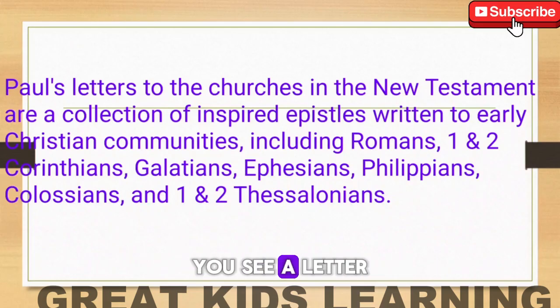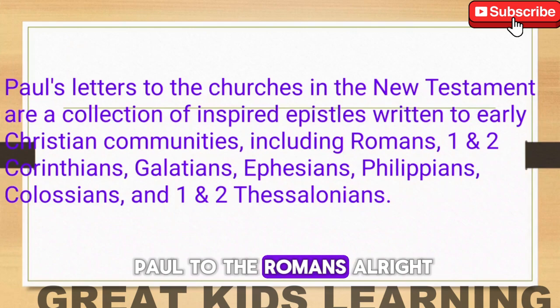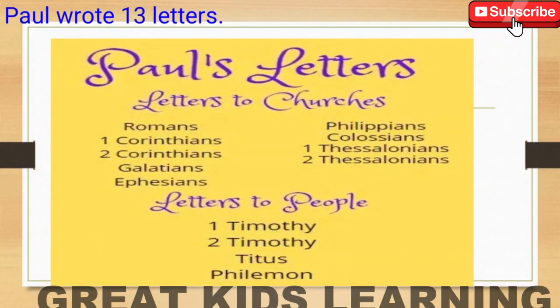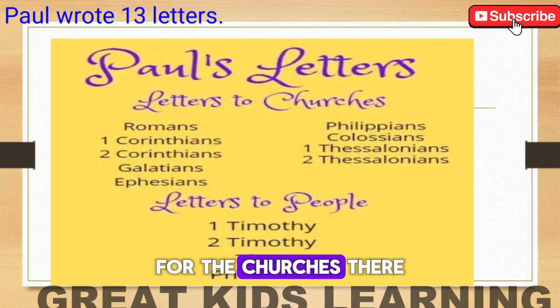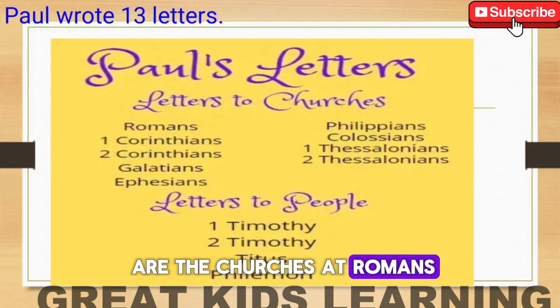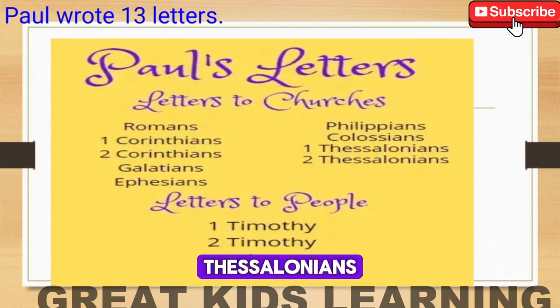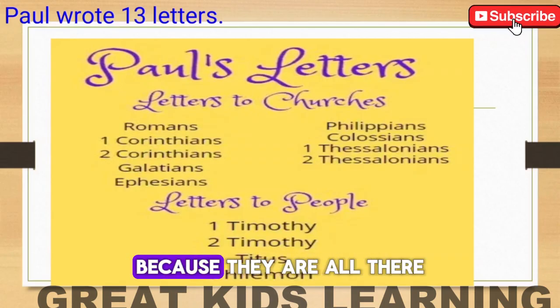In most Bibles, you see a letter from St. Paul to the Corinthians, a letter from St. Paul to the Romans. All right? These are his letters expressing his thoughts to the people. So he wrote to churches as well as to individuals. For the churches, there are the churches at Rome, Corinth, Galatia, Ephesus, Philippi, Colossae, Thessalonica. Then the individuals he wrote to are Timothy, Titus, and Philemon. Have you seen these names in your Bible? If you haven't, I need you to go check your Bible because they are all there.